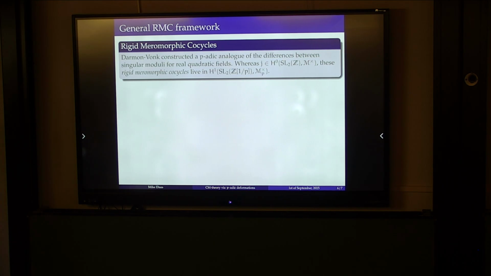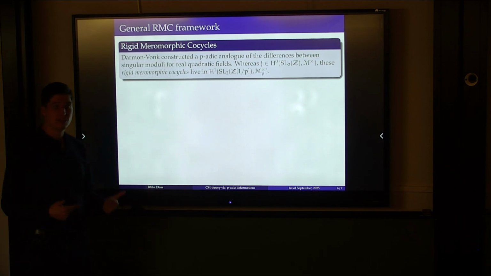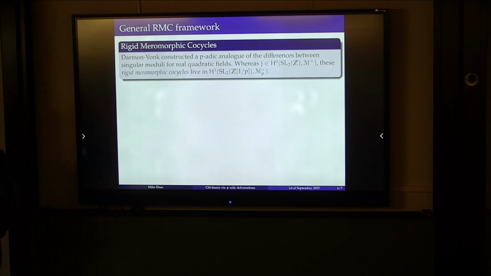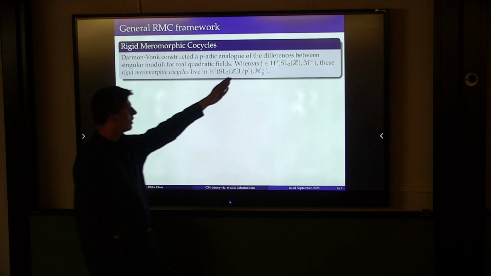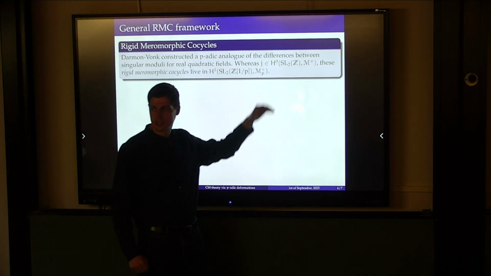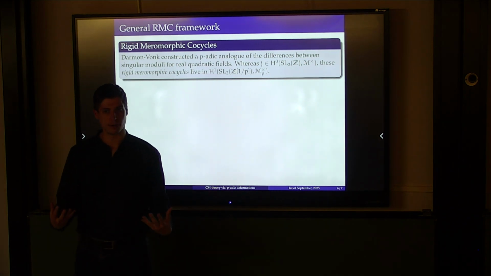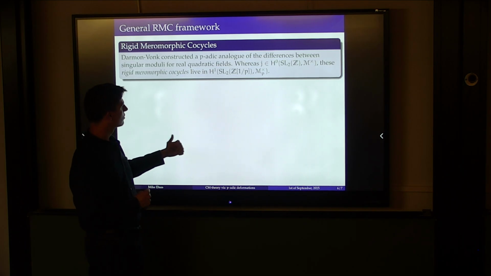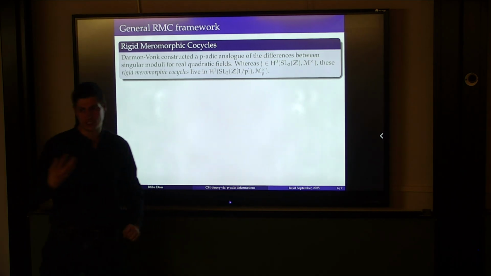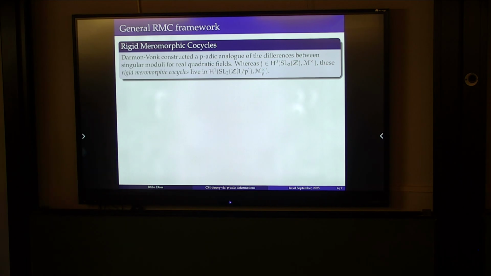In a paper a few years ago, Darmon and Vonk constructed a p-adic analog of these differences of singular moduli that we've been studying, but not for imaginary quadratic fields, so not for CM theory, but for RM theory, so for real fields. The main conceptual step is that this J function is invariant under SL2Z, so it naturally lives in some kind of H0. But these rigid meromorphic cocycles, which I cannot define due to time constraints, live in an H1. So they go up one degree in cohomology.